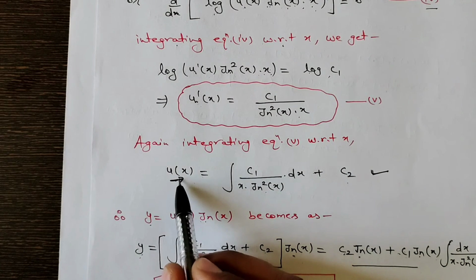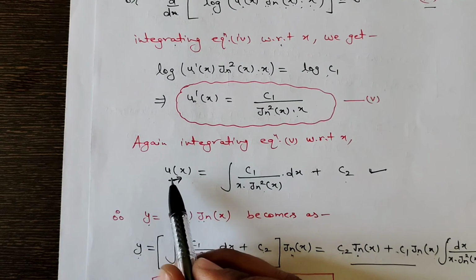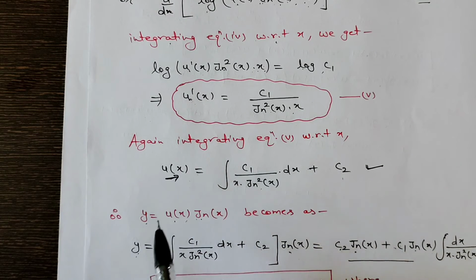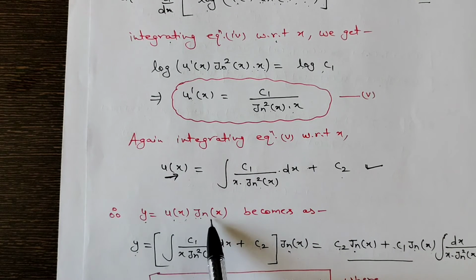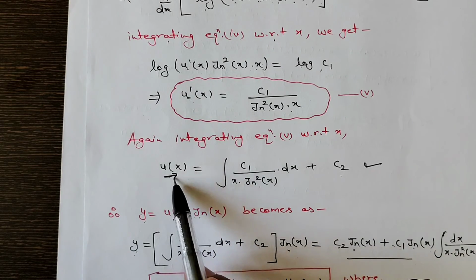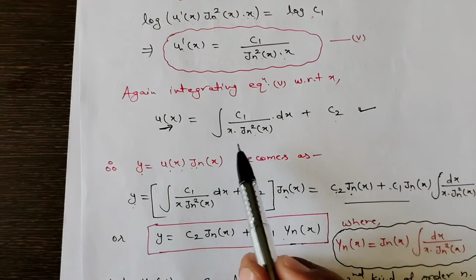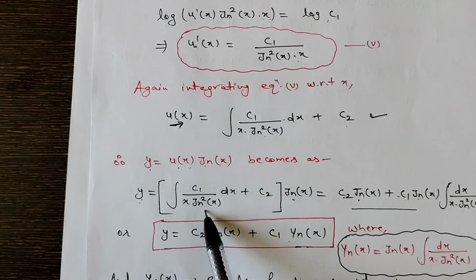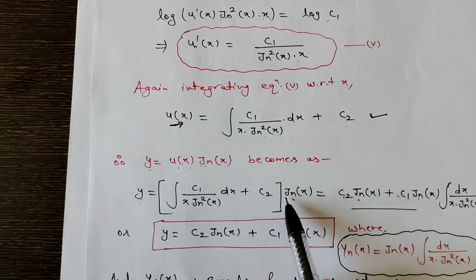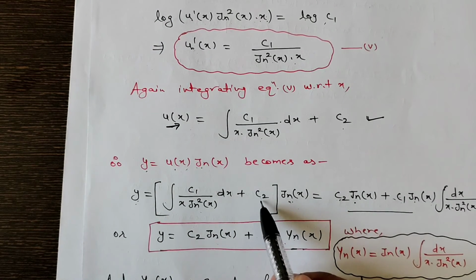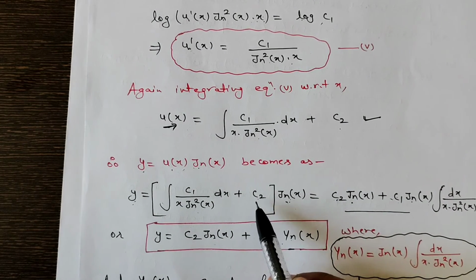Clear? So we can use the value of u(x) to get our second solution for the Bessel differential equation, and y is equal to u(x) into J_n(x) is the assumed form. So just use the value of u(x), and u(x) is this c1 times the integral of 1 over x into J_n squared x dx, plus c2 into J_n(x).